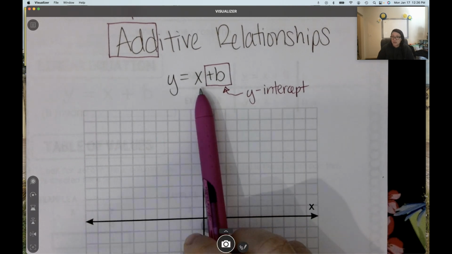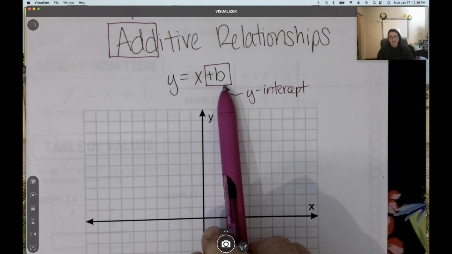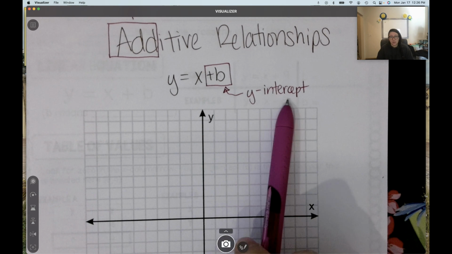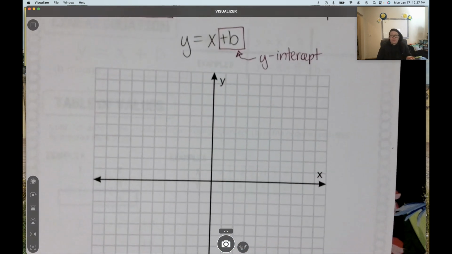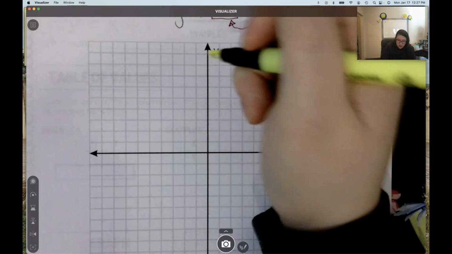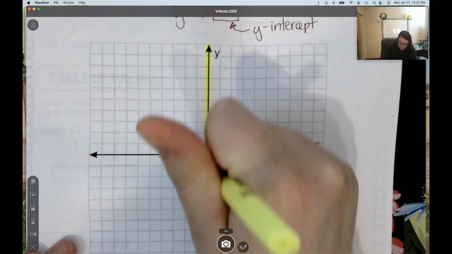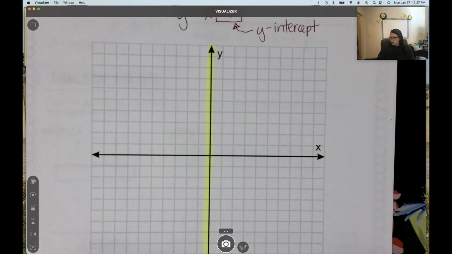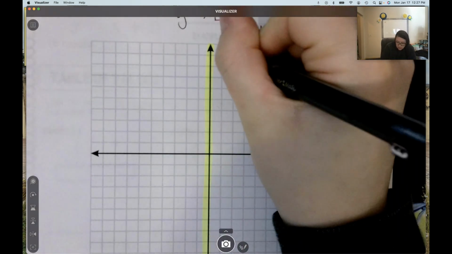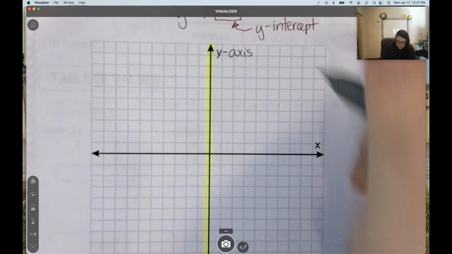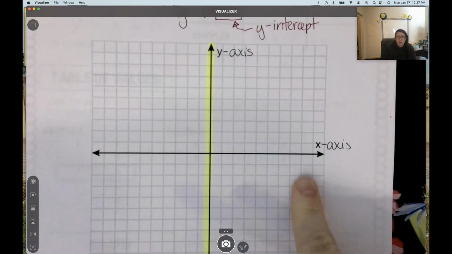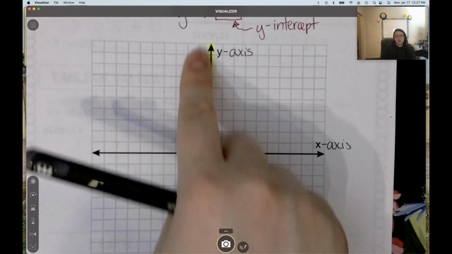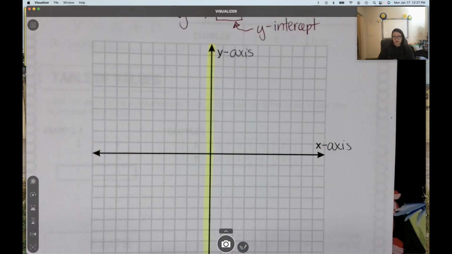What makes additive and multiplicative relationships different is that we are adding this letter b, our y-intercept. In case you forget a graph, I printed one out to show you. Our y-intercept is on our y-axis. Remember, this vertical line through the middle of our graph is called our y-axis. The horizontal one is called an x-axis. But we're not worried about x right now. Right now, we are only concerned with our y-axis.